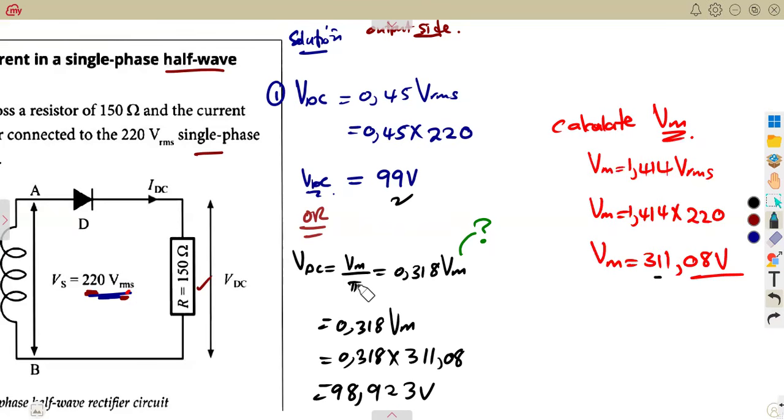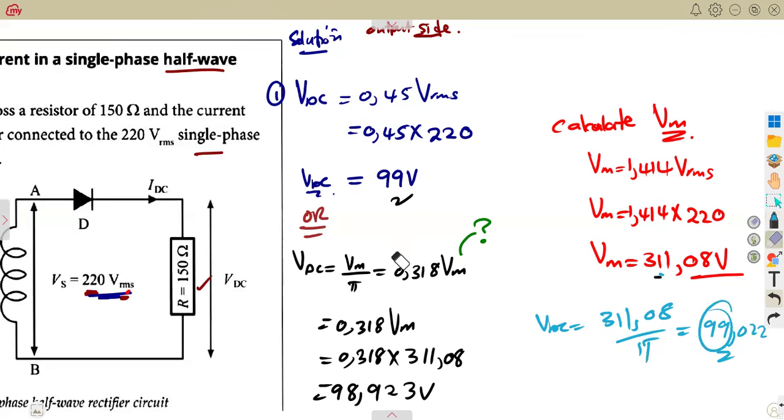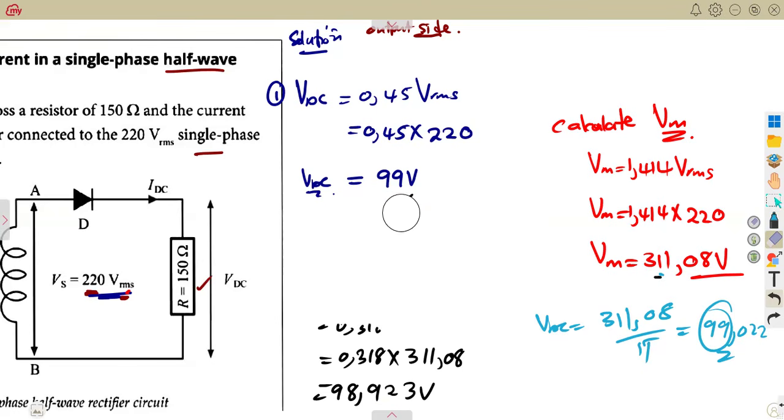If you're using one over pi there, VDC is the maximum value, 311.08 over pi. This gives us an approximate value of 99.02. As you can see, they are in the same range, 99. So you could have calculated this way. It's up to you which way you are going to calculate.